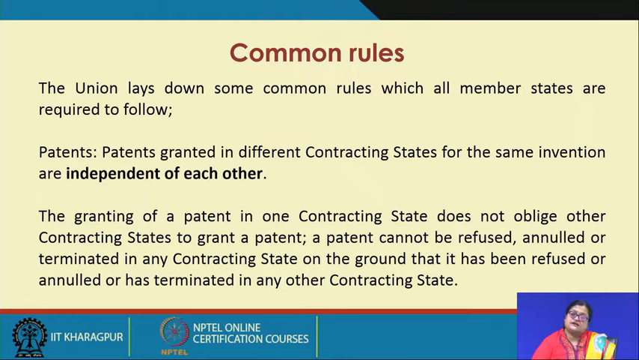So, each contracting state can decide on whether to grant the patent or not. If a patent has been refused or granted in one of the contracting states, it does not mean the same fate is awaited in other contracting states. So, patents granted in different contracting states for the same invention are independent of each other.